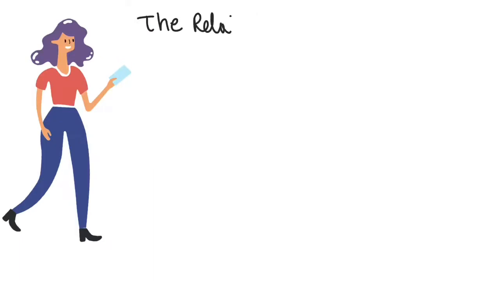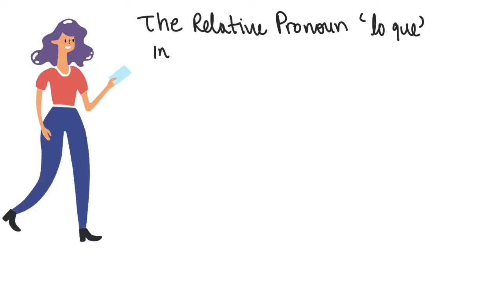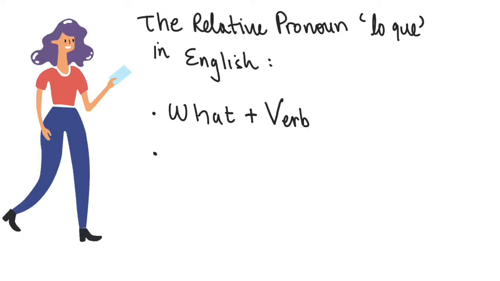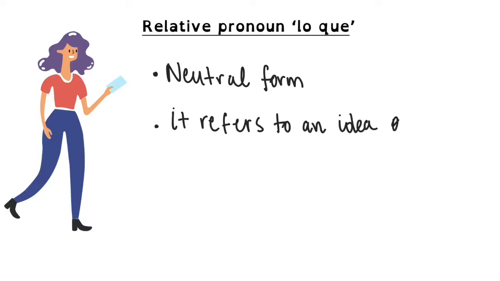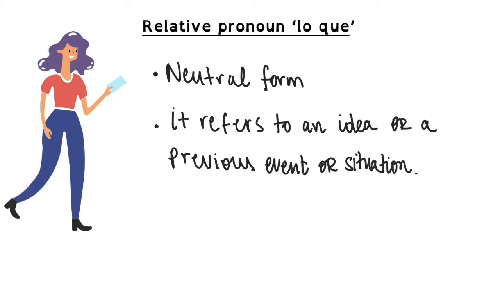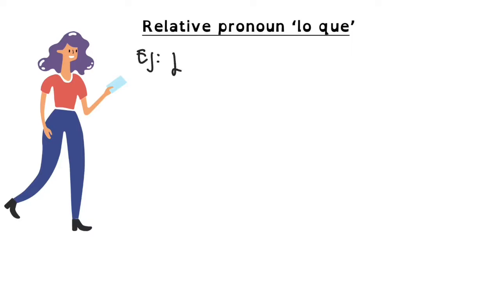And the last relative pronoun for this video is lo que. So in English, it means what plus a verb and that which. In general, it's a neutral form and it refers to an idea or a previous event or situation. So let's take a look at an example.